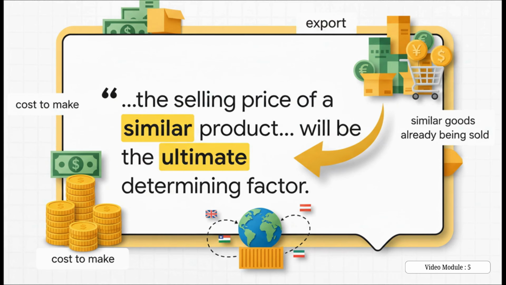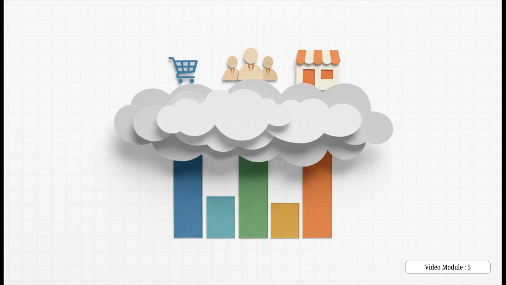It doesn't matter how much it costs you to make your product or what you think it's worth. At the end of the day, the price of similar things already being sold in that country is what will ultimately decide what you can charge. Let's try to picture it this way. That existing market price creates a kind of price ceiling for you. It's the highest amount that customers over there are already used to paying for a product like yours. Trying to price your product above this ceiling is going to be incredibly tough, unless you're offering something that is just completely new and unique.